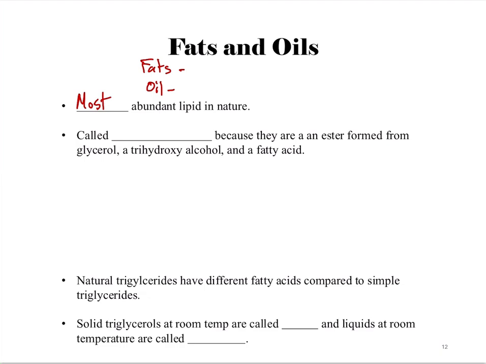But if we think about the state of matter, what do you think of, like, a fat versus an oil? Physical state of matter, so like solids and liquids. So basically, a fat is going to be a solid at room temperature, and an oil is going to be a liquid at room temperature. All right, so that's the classification of how we determine fats and oils. Really, they're the same type of molecule. It's just the properties of the molecules that give us the difference between the two.